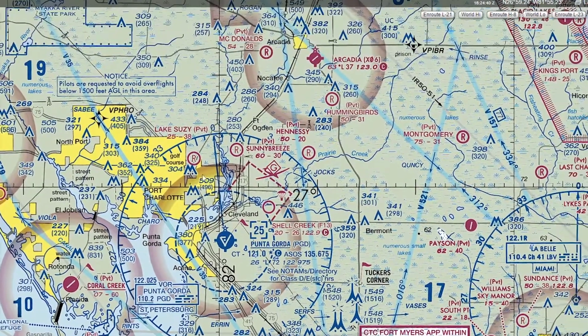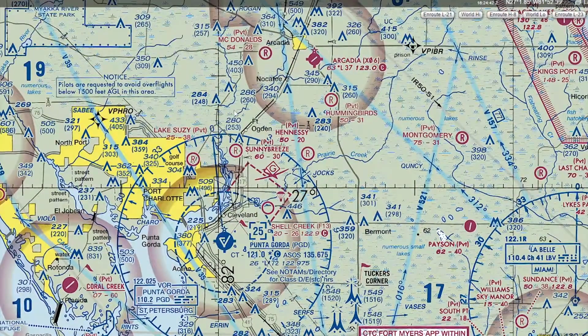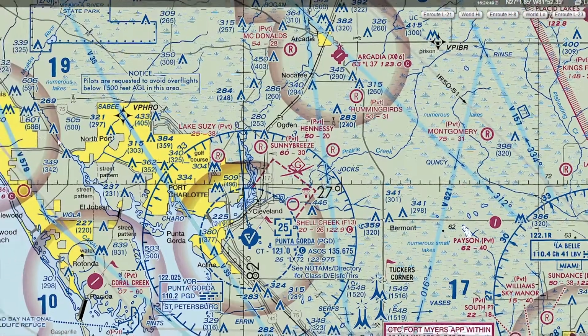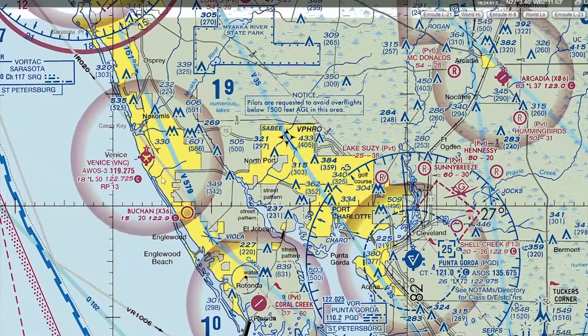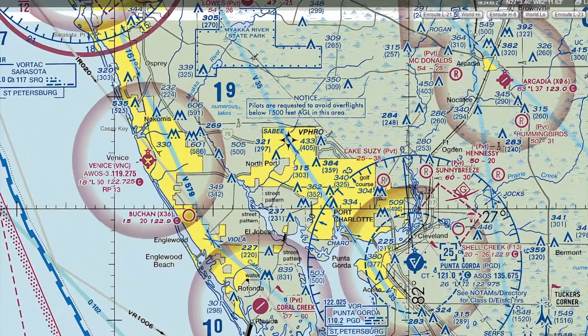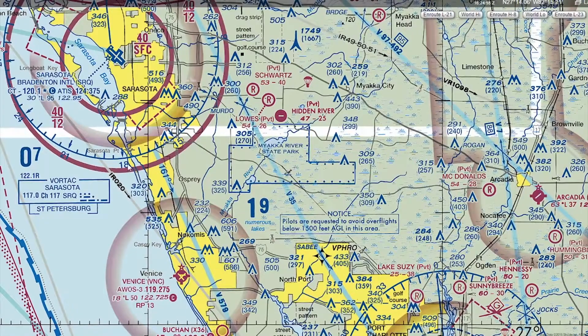VFR sectional, visual reference, we have some railroad tracks, we have roads, we have rivers, and we have big interstates we can use, all to identify where we're at, along with the towns and cities. Other airports make great checkpoints, and of course our barrier islands are very helpful as well.